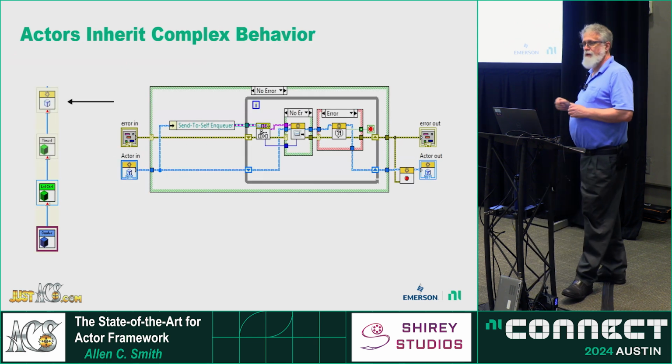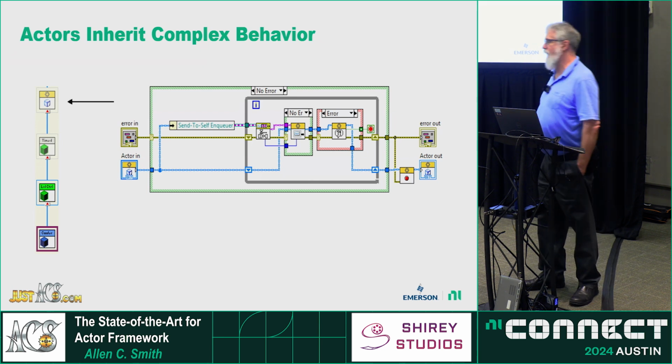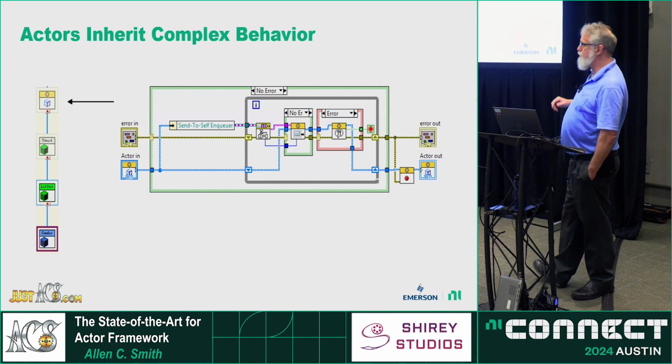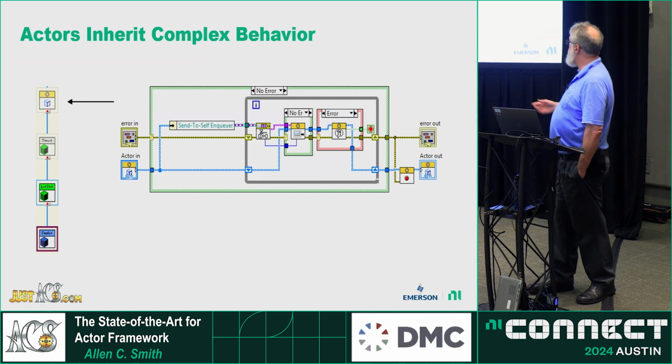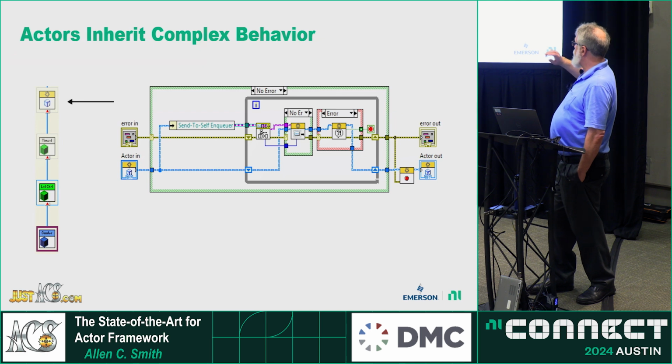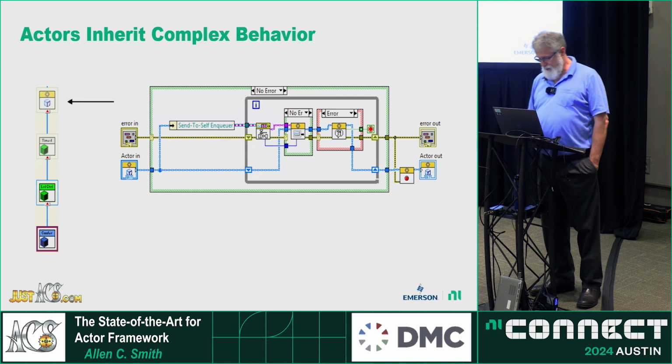Actors inherit complex behavior from other actors. So, if I have a complex actor, this is an example from the Actor Framework course. It's a cooling system, a residential cooling system, as the example. And at its core, it's an actor class. Do we do message handling?